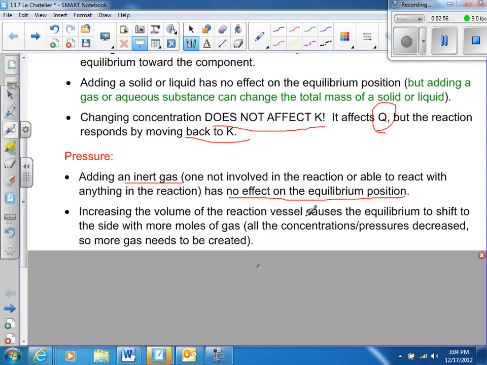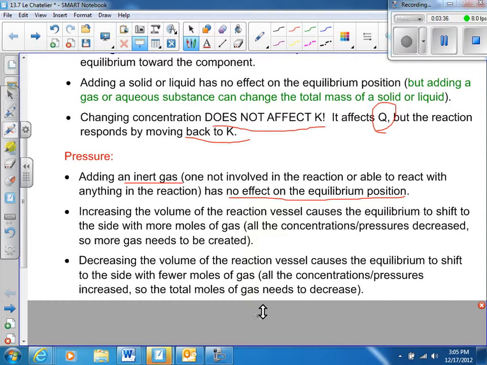If you change the volume of a container, then you do have an impact. Increasing the volume of the reaction vessel causes the equilibrium to shift to the side with more moles of gas. And the reason is, if you increase the volume, it means you have decreased all of the pressures of all of the gases. So if you decrease the pressure of all the gases, you need to create more gas. So you go to the side with more moles of gas because you need to create more gas if you've decreased the concentrations or pressures of all the gases.